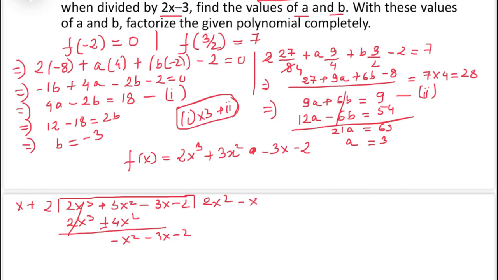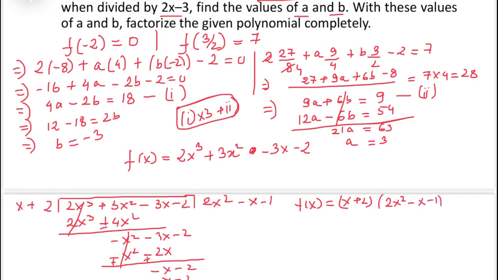So now we have to multiply this with minus x. So minus x times x is minus x square, plus 2 times minus x is minus 2x. We subtract it, so this is negative, this becomes positive, both of them become positive, this cancels out, minus x and minus 2, so times minus 1, so minus x minus 2, and it cancels out. So finally we can write f of x as x plus 2 times 2x square minus x minus 1.